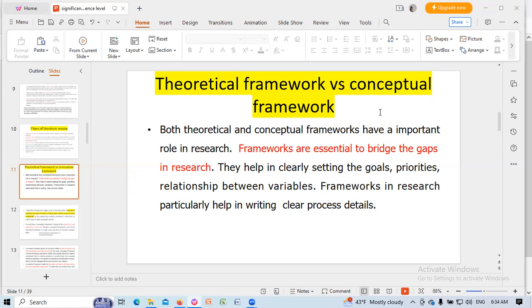Frameworks in research particularly help in writing clear process details, to write in the methods and methodology of the research. Frameworks help in writing methods and methodology.